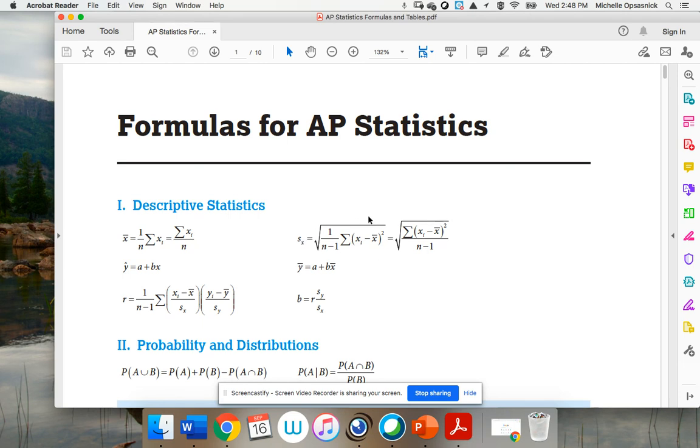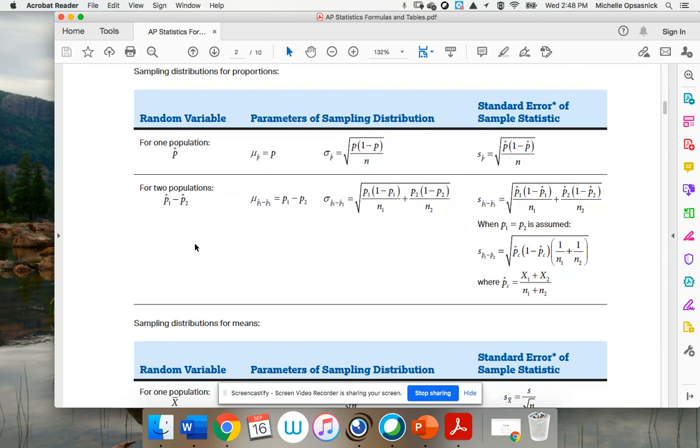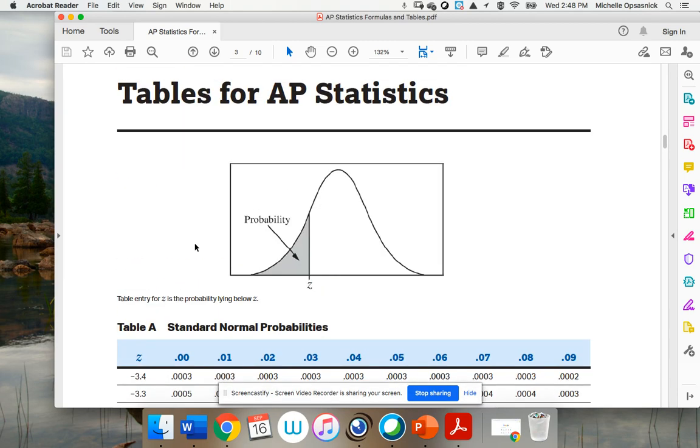Like we saw the formula for standard deviation. We saw the formula for mean. We will learn about the rest of those as we go through. We've got some other rules that we'll learn about this year, but if we keep scrolling through, you get to the section where it's tables for AP stats. The first table is Table A.